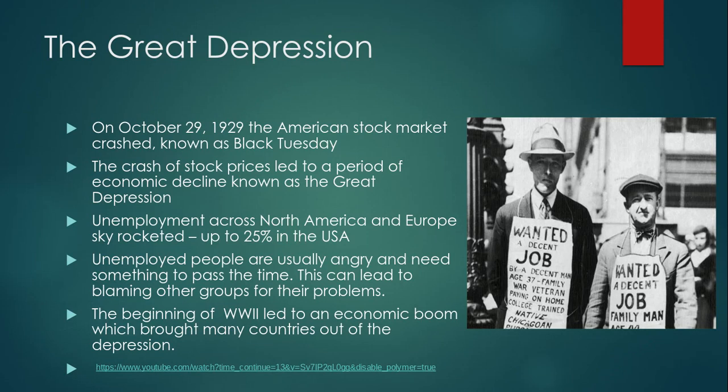One of these was on October 29th, 1929. It's called Black Tuesday. Here, the American stock market crashed. This crash of stock prices led to a period of economic decline known as the Great Depression. Here you see unemployment skyrocketing, across both North America and Europe. In the USA, it hit numbers of 25 to 30%.